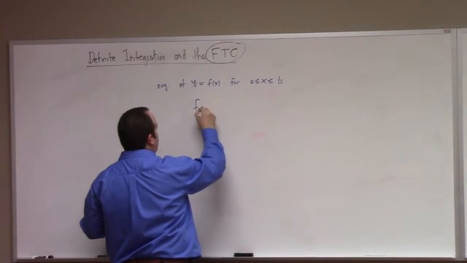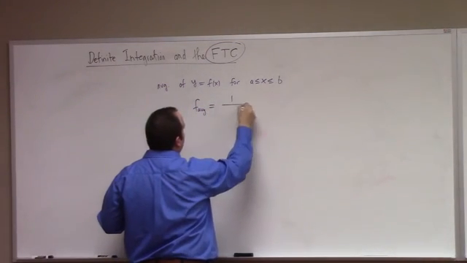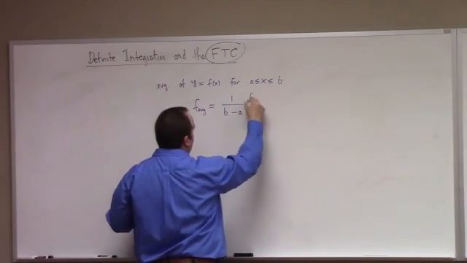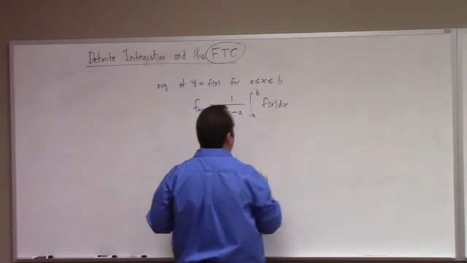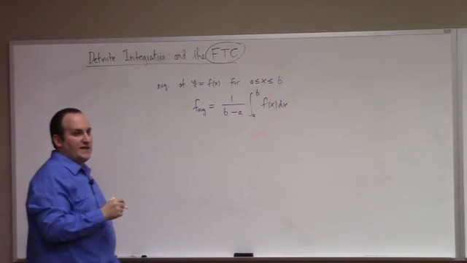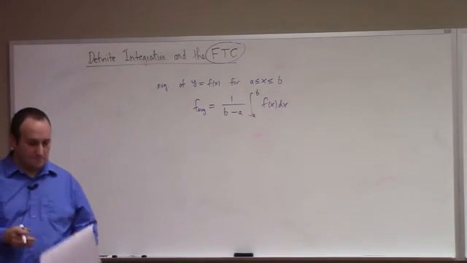The average of the function is simply equal to 1 over b minus a, times the integral from a to b of f of x dx. So this is the average, the continuous average.